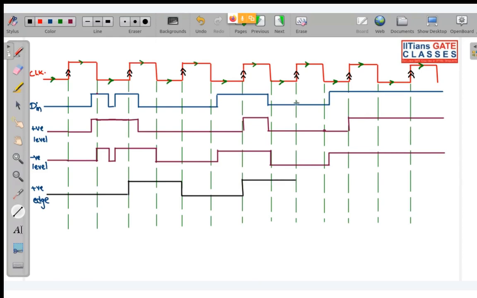At the next positive edge, it is 0. So immediately again it will go to 0 till the next positive edge. At the next positive edge, again it is 1. So this is going to stay at 1. At the next positive edge, you can see your input is high. So output is also going to be high only. So this will be for the positive edge.